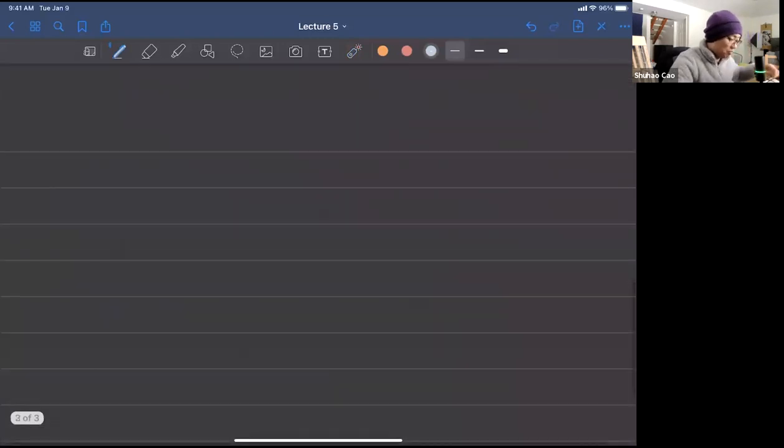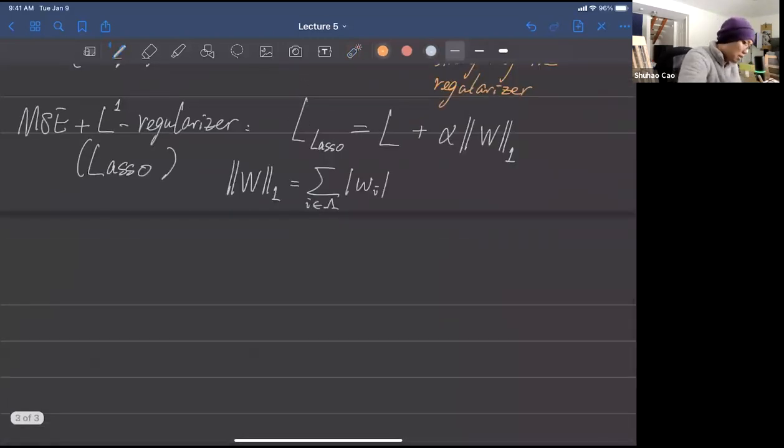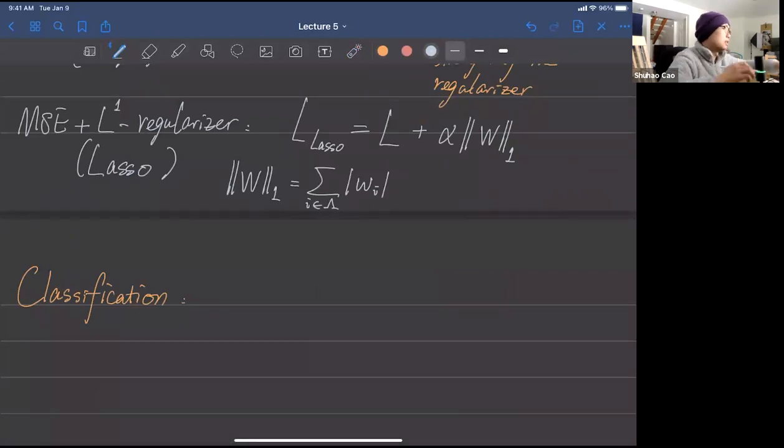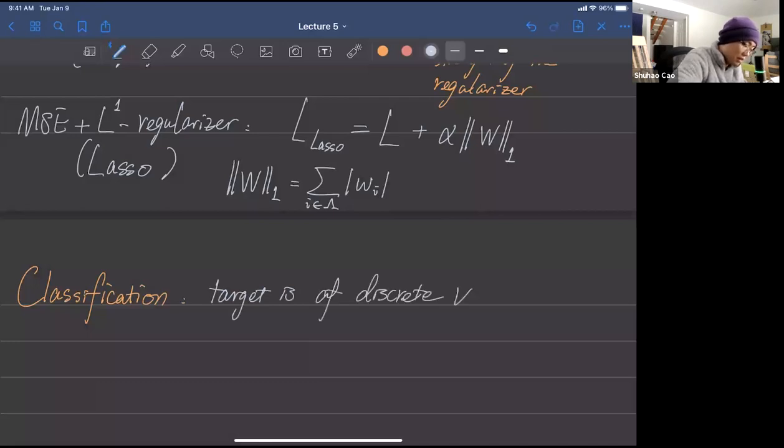So next, in today's class, we're going to learn a new problem. It's called the classification problem. Classification problem is kind of different from the regression problem. Its target is not a continuous value, but rather the target is of discrete values, okay?